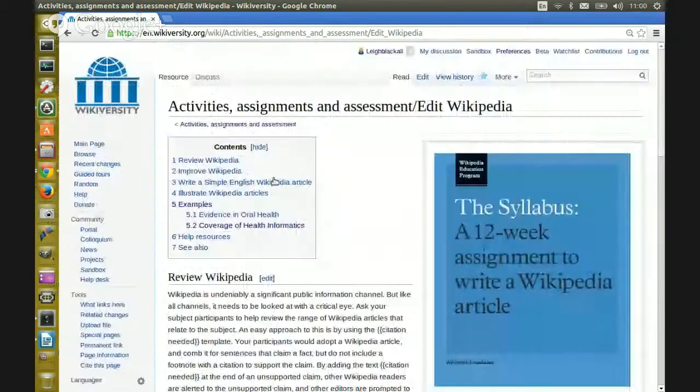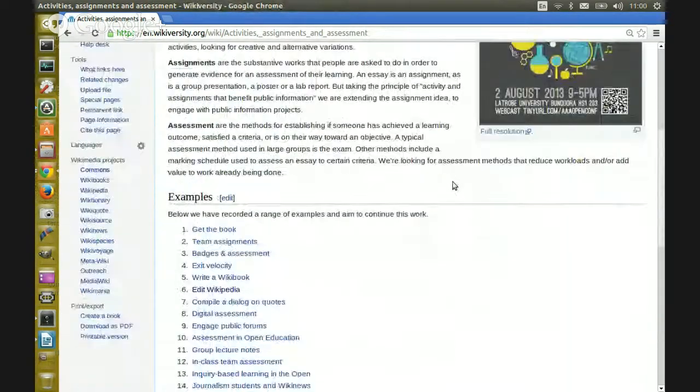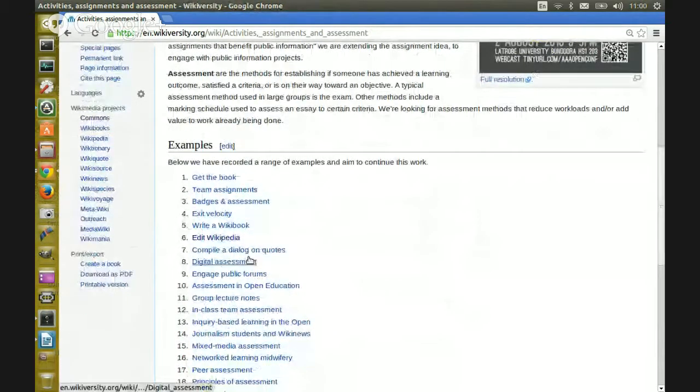So just to rehash that, that's Wikiversity. The page is Activities, Assignments and Assessment, which was a conference we ran last year, and we continue to get various interviews and examples in there.